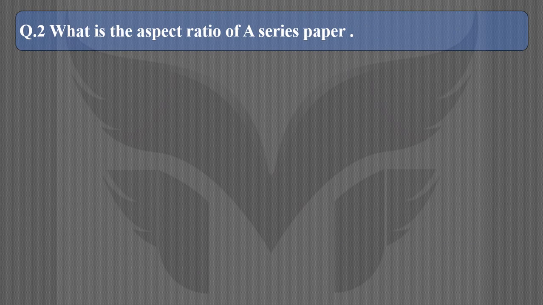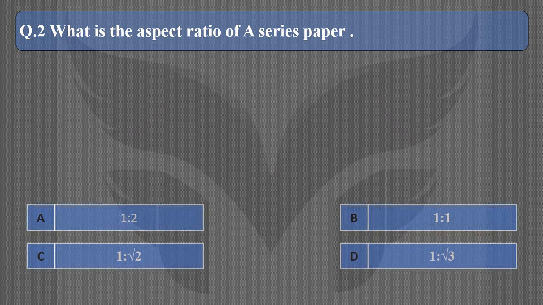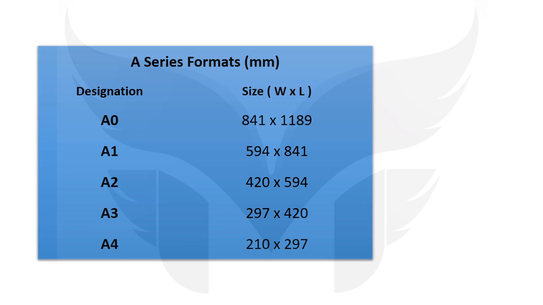What is the aspect ratio of A series paper? And here are the options. So basically, the aspect ratio is a ratio of width to length. And here we have the sizes of A series sheets from A0 to A4. Let's try to find out the aspect ratio of the A0 sheet. So if we divide the length dimension by its width dimension, then we get a result which is 1.4142, and it is the value of root 2.